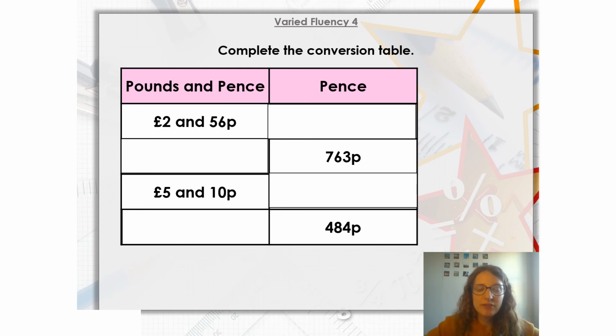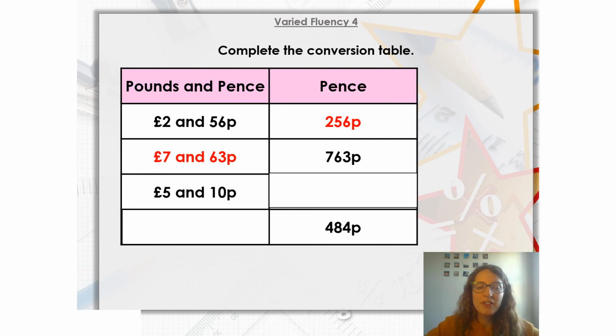All right, so we have £2 and 56 pence. So in pence, that would be 256 pence. And we must remember the P for pence at the end. Okay, so we've got to go the other way this time. So we've got 763 pence. So let's start with the hundreds. How many hundreds have we got? Because that will tell us how many pounds. So we've got 7 hundreds, so £7. And this will tell us our pence. So £7 and 63 pence.